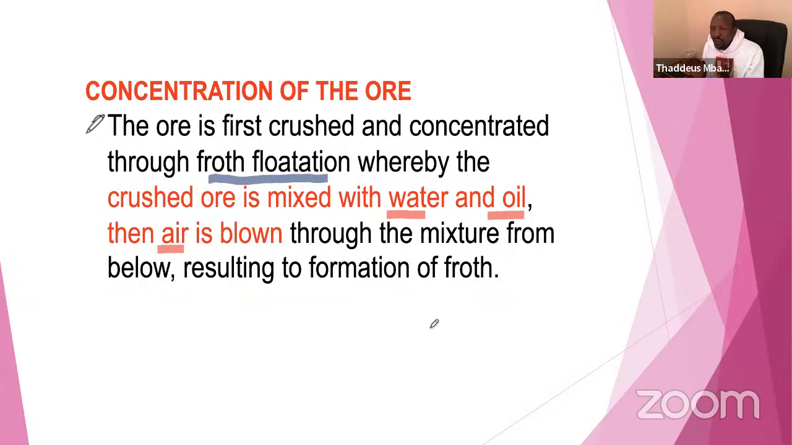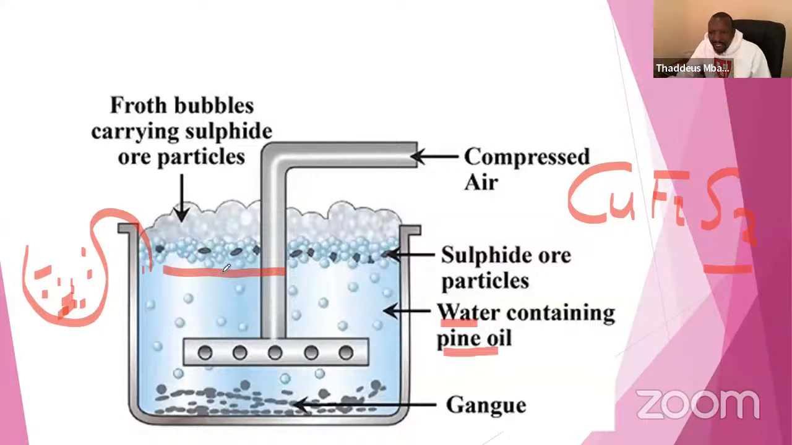So what do you do with the ore? You crush the ore, then you concentrate it through froth flotation. Froth flotation is whereby the crushed ore is mixed with water and oil, and then you blow in hot air. You blow in air. Let me explain the rationale using a diagram.